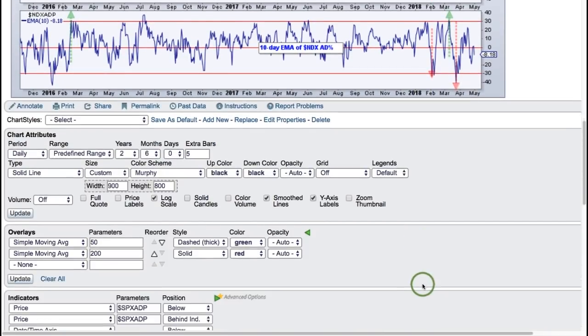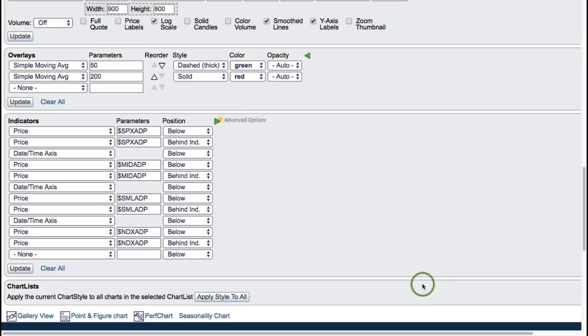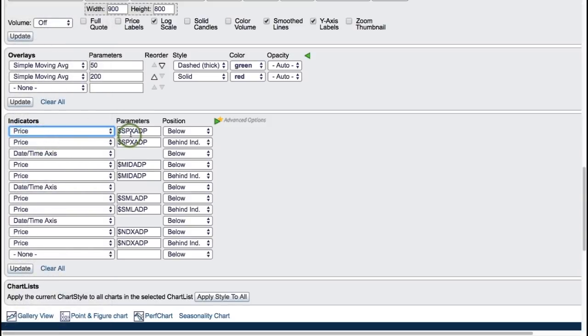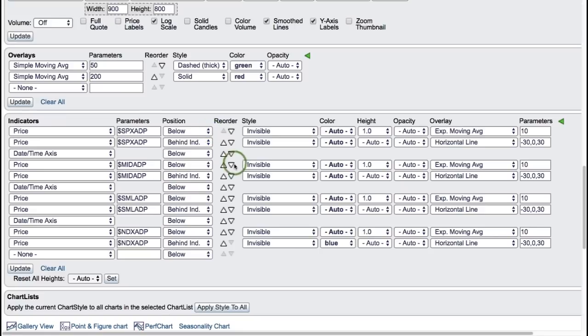Now, how did I create this chart? Well, what I had to do was add the indicators twice. So I went to the indicators. You choose price as the indicator, add it twice, and add the symbol in the parameters box. And you put one behind the other. All right. And then I opened up advanced options. I chose invisible because if you don't choose invisible, you're going to get these histograms or jagged lines showing every up and down move, and that's going to clutter up your chart because you don't want to see the daily fluctuations. All right, all I want to see is this 10-day EMA, which I've added.